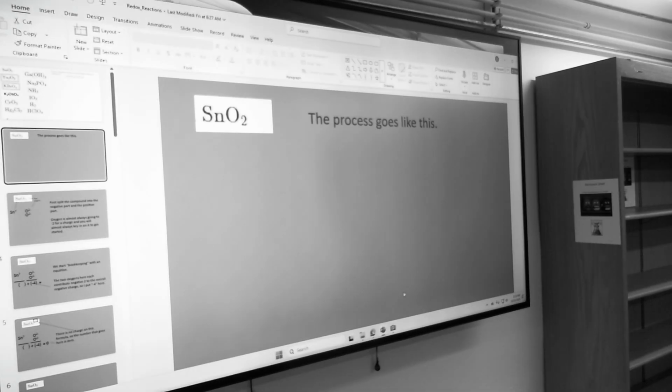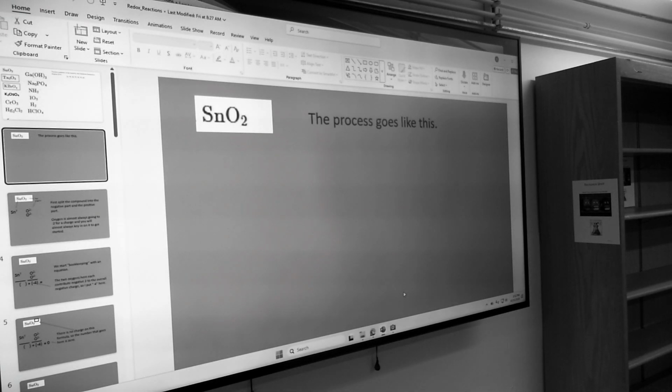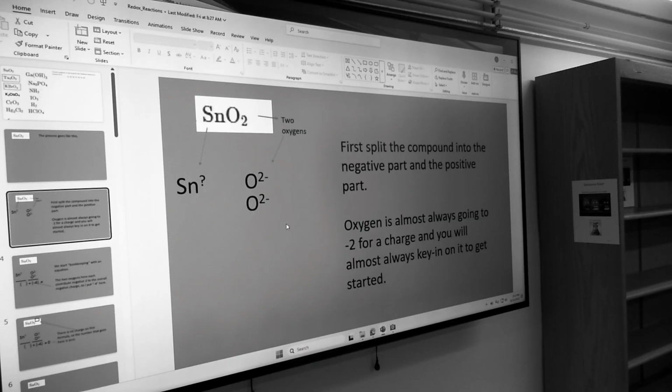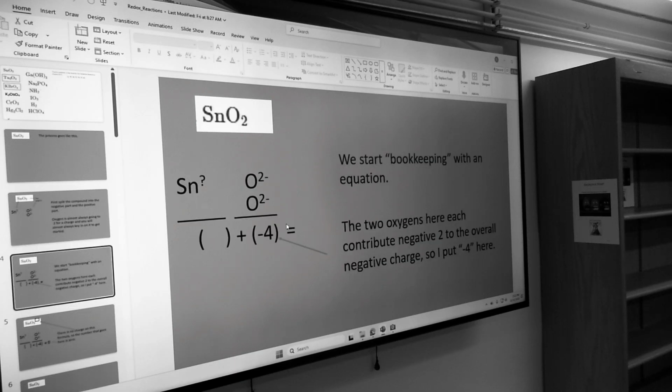Okay, so here's the type of question you get. Here's a molecule, SnO2. What is the oxidation state of Sn and what is the oxidation state of O? The first thing you want to do when you're looking at one of these, I think I'll just take you through it. Go ahead and split out the Sn, which is going to be a positive ion, and the 2 oxygens. This should look very similar to something we've done before. Once you split them out, you do this like we did before.